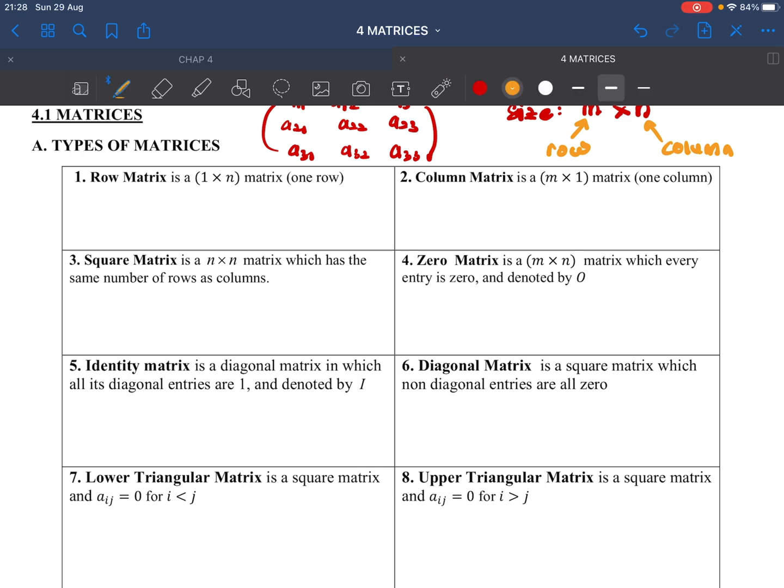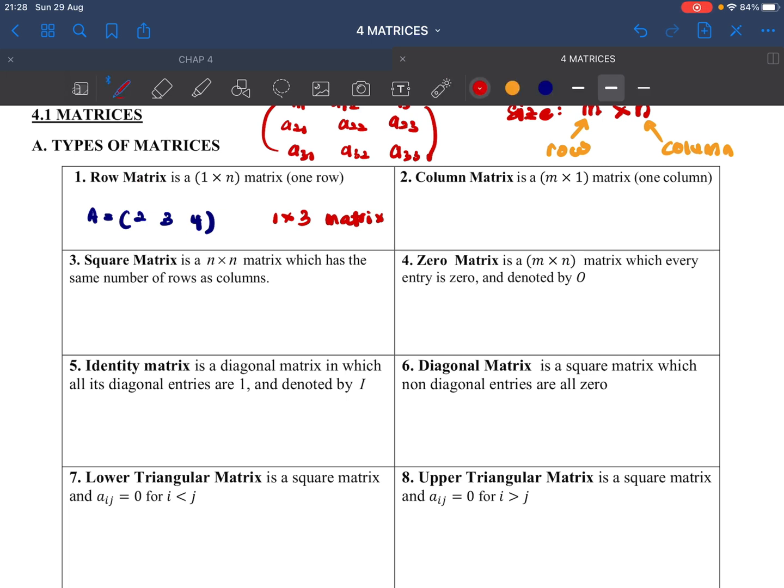So row matrix maksudnya ada row sahajalah. Okay, so let's say we have A is equals to 2, 3, 4. Okay, so this is row matrix lah. We call it as 1 by 3 matrix. Okay, kenapa 1 by 3? Sebab kita kata tadi row times column kan, row by column. So your row ada 1, column ada 1, 2, 3. Okay, so dia akan jadi 1 by 3 matrix.